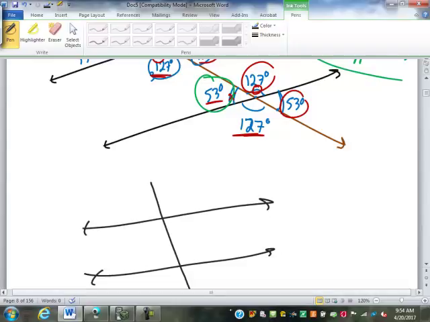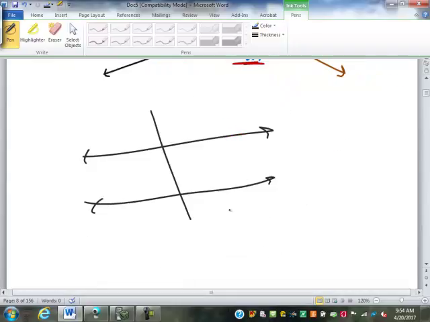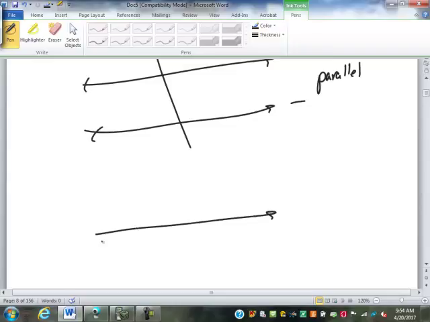Which brings me to one of the next words we need to talk about, perpendicular. We have parallel here. These lines are parallel. What does perpendicular mean?